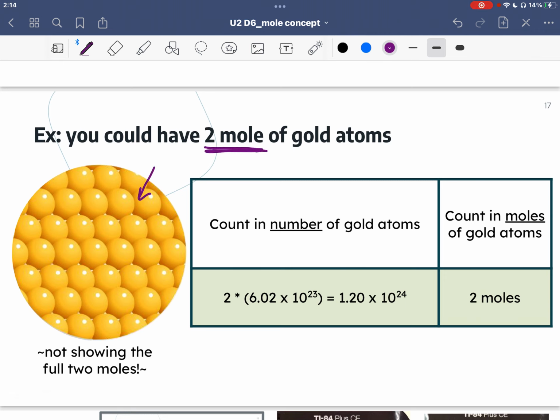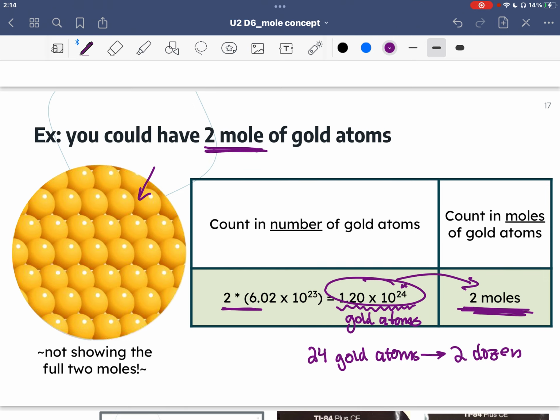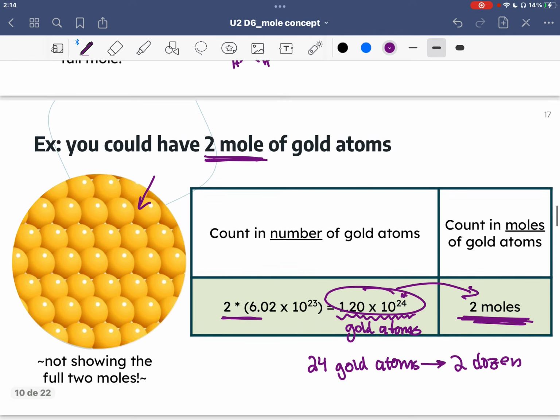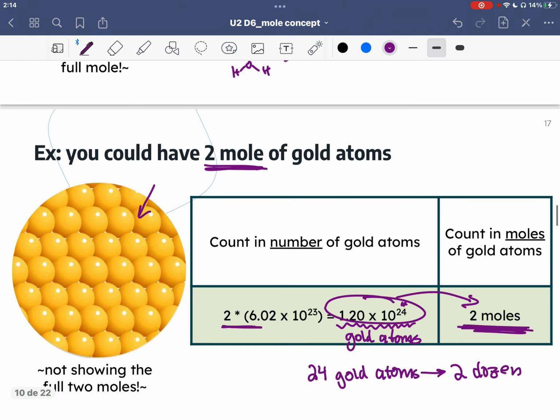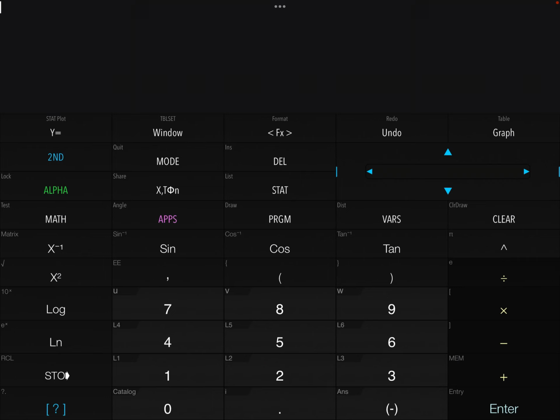Just like 24 gold atoms would be 2 dozen atoms, 1.2 times 10 to the 24 gold atoms would be 2 moles. All right, let's pause for a second and look at what that might look like in the calculator and how I'd put this giant number in.